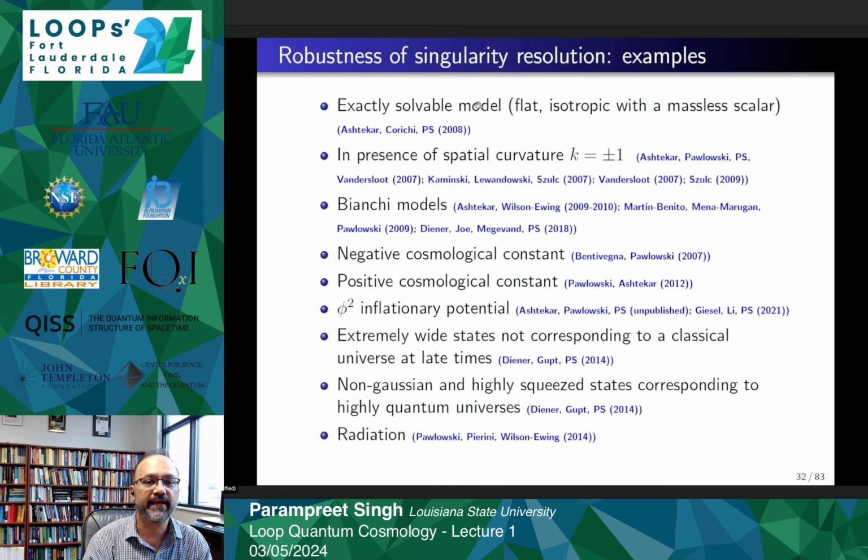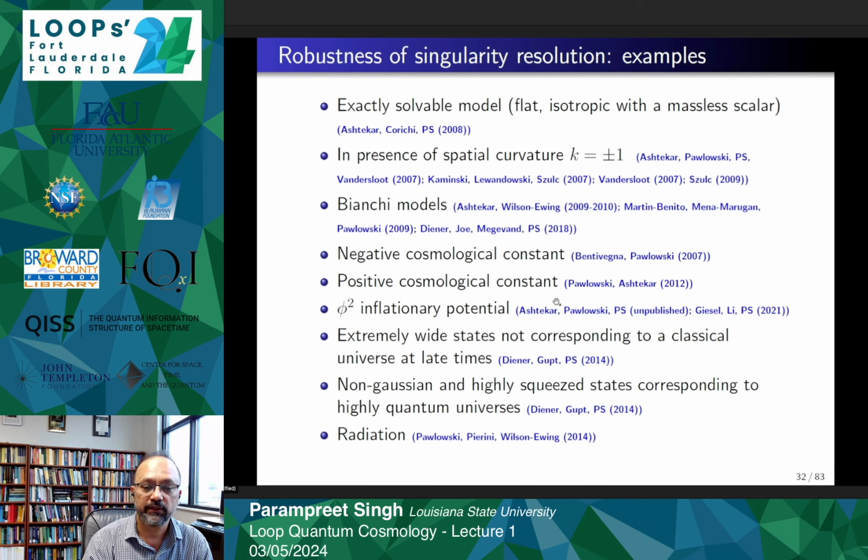First of all, there was an exactly solvable model which was beyond numerical simulations, which showed that for all states in the physical Hilbert space, there is a non-zero minimum volume, which means there is a bounce. Then in the presence of the spatial curvature, both for the closed and open models, the bounce was shown. Then the singularity resolution was shown for Bianchi models, in particular for Bianchi 1, Bianchi 2, and Bianchi 9 models, including a negative cosmological constant, positive cosmological constant, and a phi-square inflationary potential.